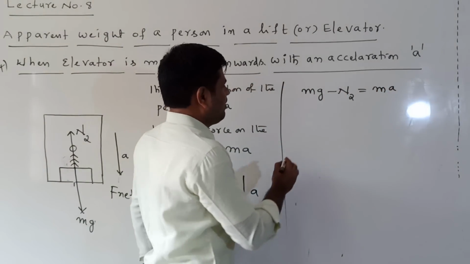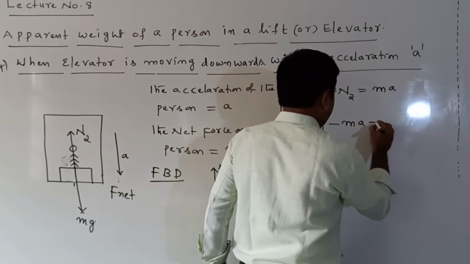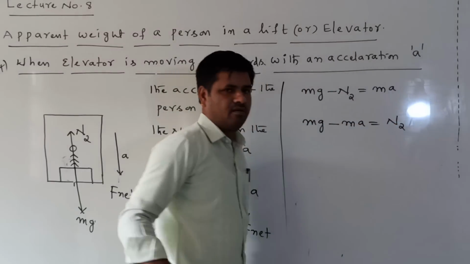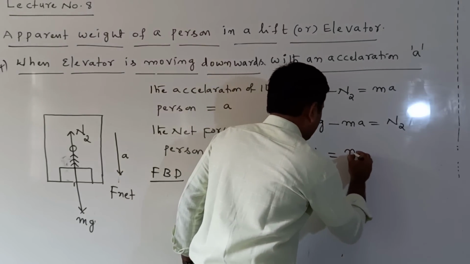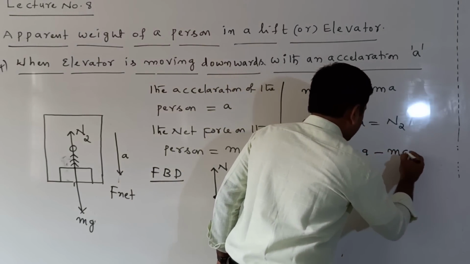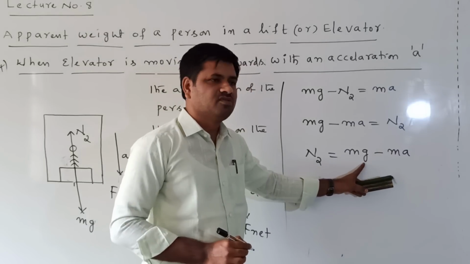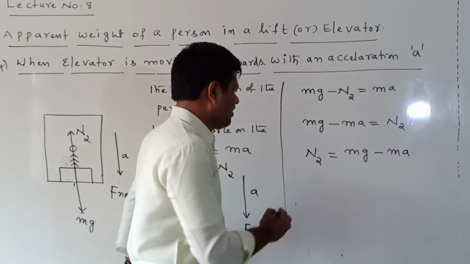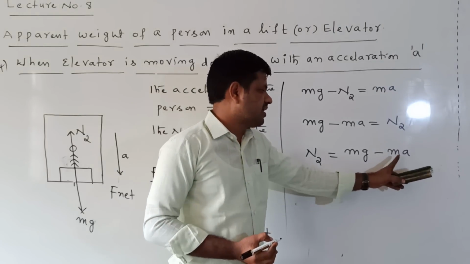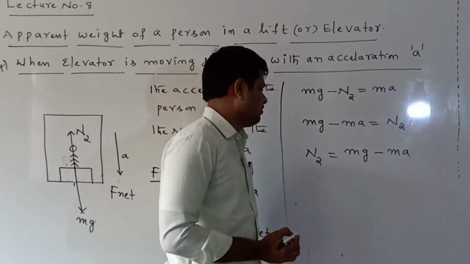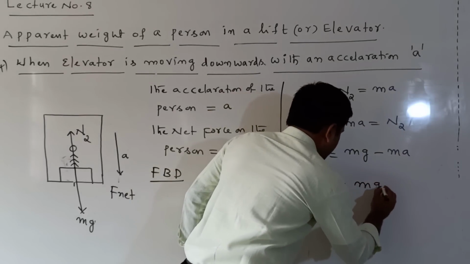Now we are getting mg minus ma is equal to N2, because the plus term moves to the other side as minus. From this we get N2 is equal to mg minus ma. Here some value is subtracted from mg, and that gives the N2 value. So N2 is smaller than mg.